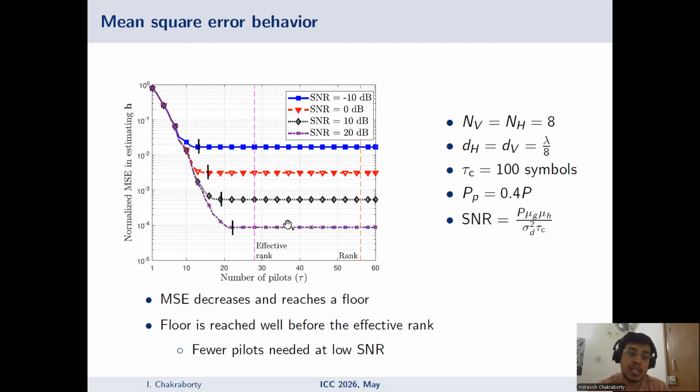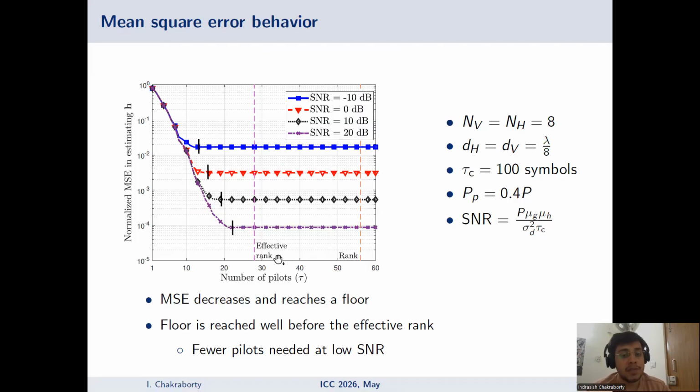In this numerical result, we plot the normalized MSE in estimating the user to RIS channel as a function of the number of pilots for different SNR values. Now, as you send more pilots, your estimate becomes better and better. So your MSE decreases and finally reaches a floor. And once it reaches a floor, even if you send more pilots, it's basically useless. Your MSE is not going to improve, right? And we indicate the point where the floor is reached with these vertical markers.